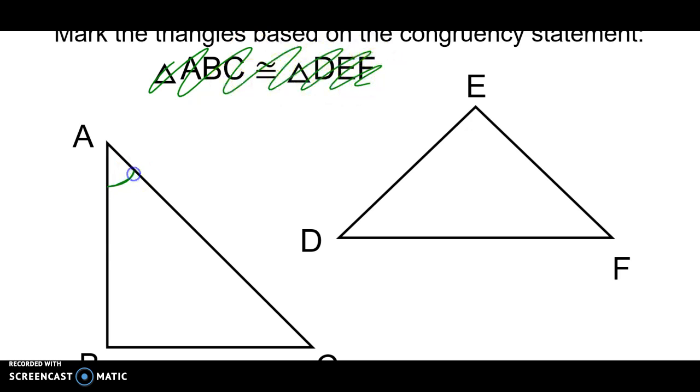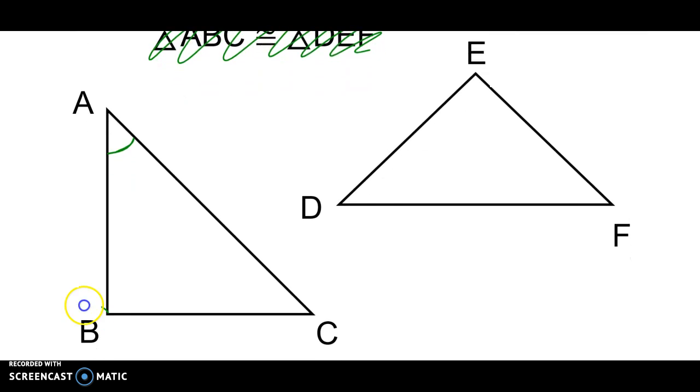Which angle is A congruent to in that triangle over there? D? E? I would say definitely probably not E, because E looks like it's pretty close to a right angle, right? If I had to guess, B is probably the same size as E. Would you agree with that? Yeah. They both kind of look like right angles. But what about A? Is it F or is it D?